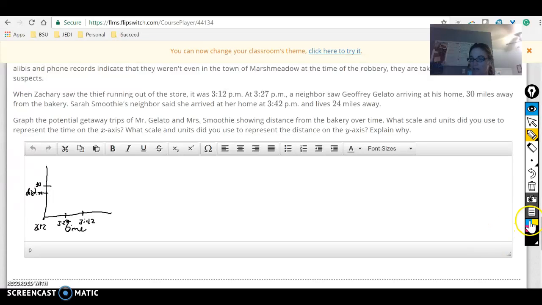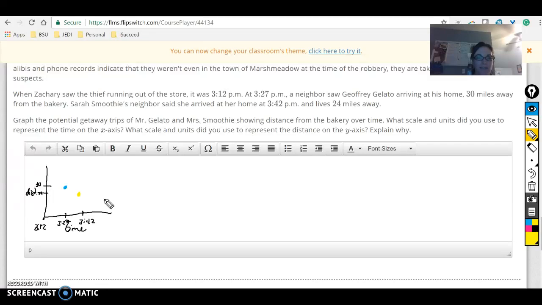So if we were to plot these points, Mr. Gelato arrived home, he went a greater distance in less time. Since you can't really draw a graph in here, you have to describe it.